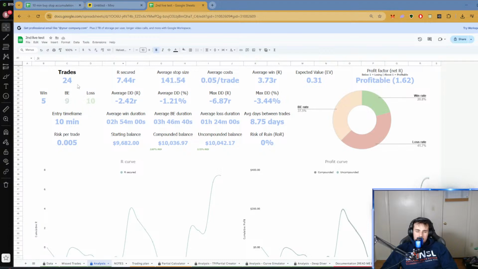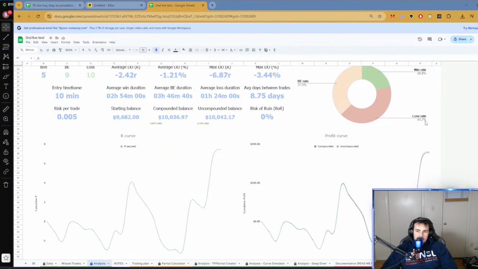I've taken 24 trades, only 5 have been winners with a 20% win rate. And as you guys see, my loss rate is double my win rate. But the reason is that I protect my downside risk and I let my runners run, and the percentage of times I win actually makes up for the larger percent of my losses. And it does so by a lot. It's not even close.